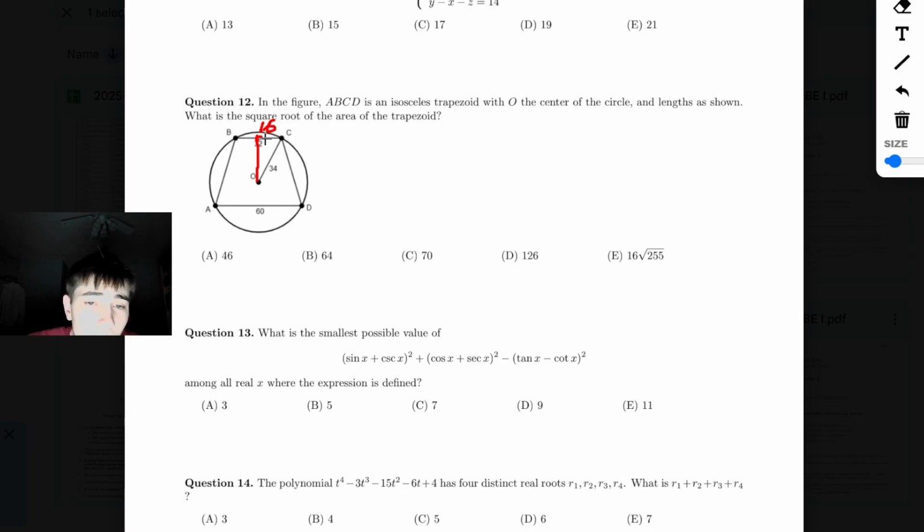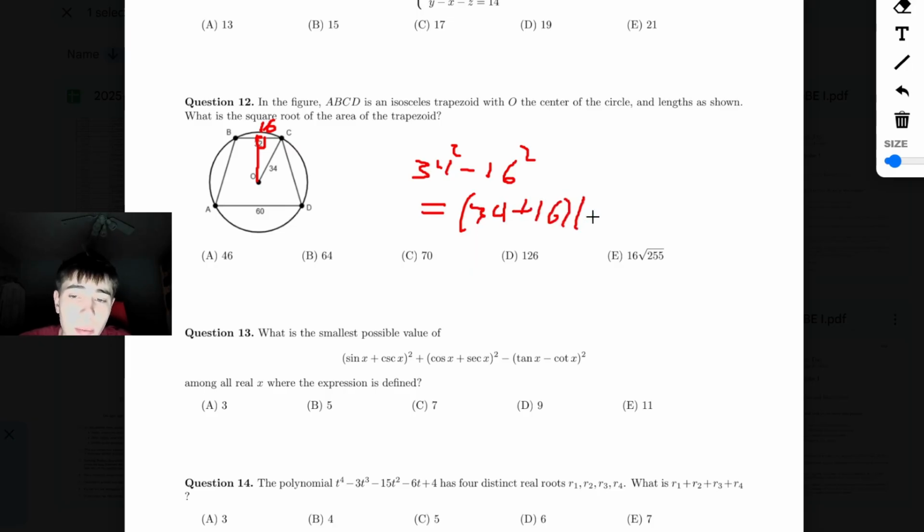So now we have a right triangle with hypotenuse 34 and one leg 16. So how do we find the other length? We take 34 squared and subtract 16 squared. 34 squared minus 16 squared equals, here, I'm going to do a trick for this. 34 plus 16 times 34 minus 16, okay? 34 plus 16 is 50, and 34 minus 16 is 18, I believe.